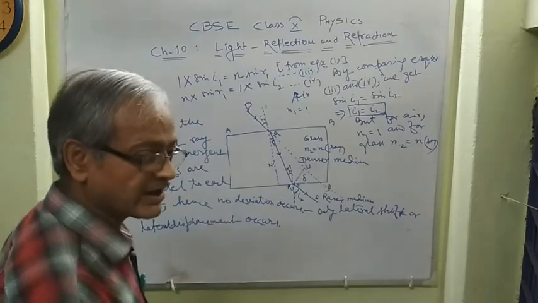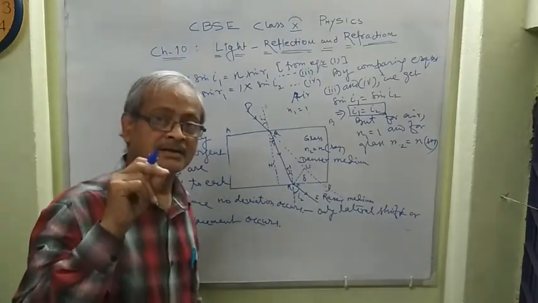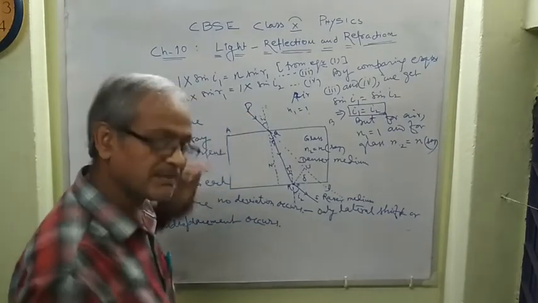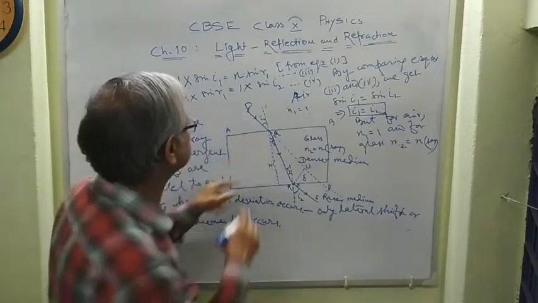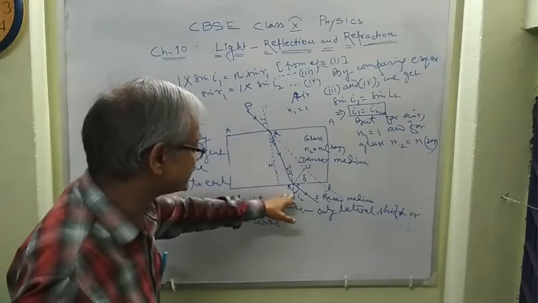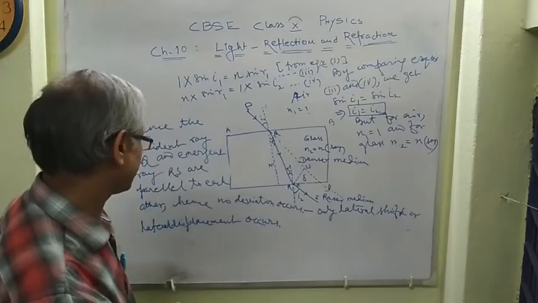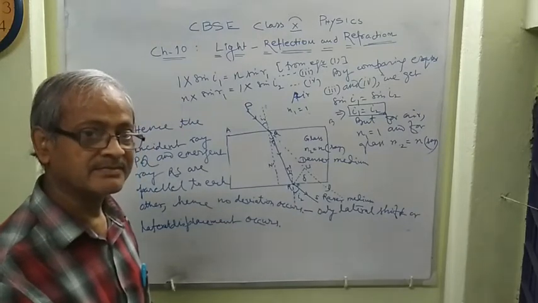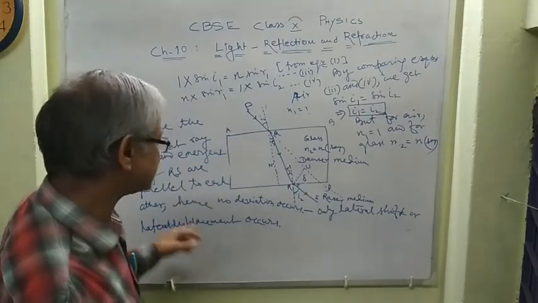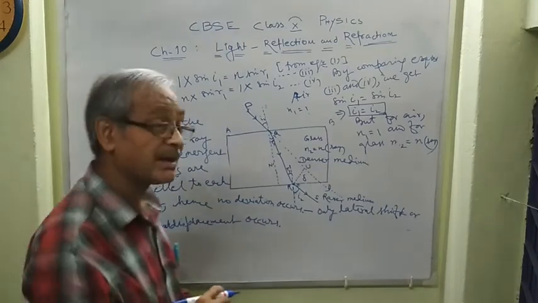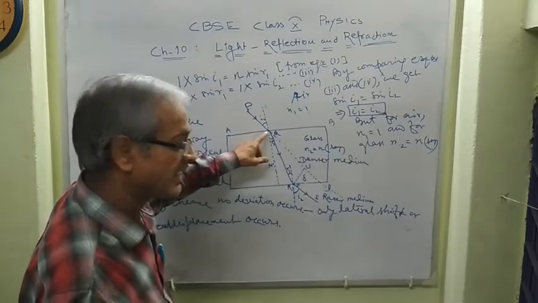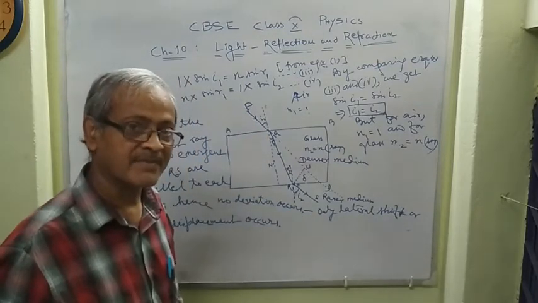Now, what do you mean by lateral shift or lateral displacement? Copy in your exercise book that the normal distance, that is perpendicular distance between the direction of incident ray and the emergent ray is called lateral shift or lateral displacement. Define it again. The lateral shift or lateral displacement is defined as the perpendicular distance or normal distance between the direction of incident ray and the direction of emergent ray. Right? Remember it.